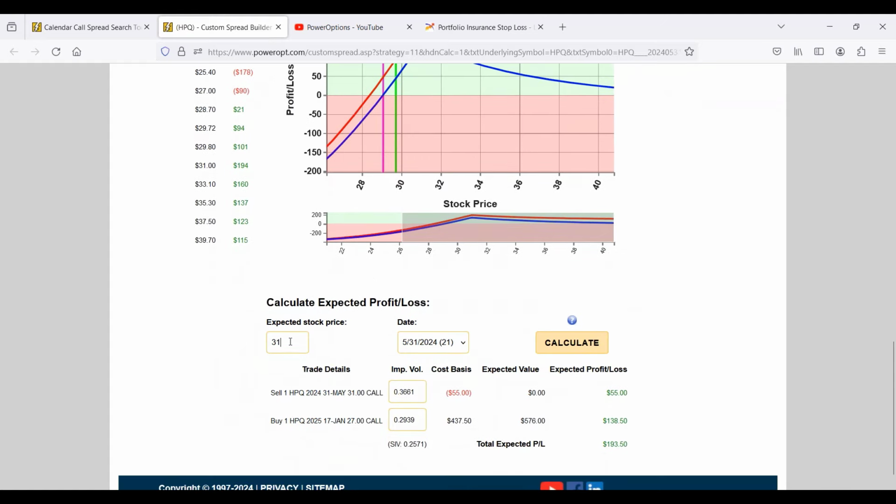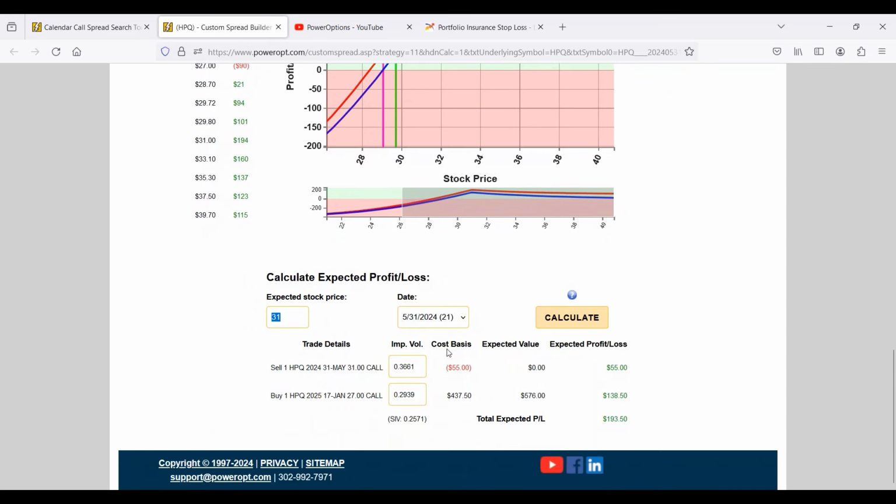Let's scroll down here. What did we do? We said, what is the expected price at $31, our short option strike price on expiration date? What would we expect? Well, the call value would go to 0. It would expire. But the long call that we bought for January would be expected to increase up to $5.76. We keep the full 55-cent premium on the short call, right at $31, and we have an increase of $138, $139 on the long, so that's the profit of $193.50 if we're able to sell to close the long call.